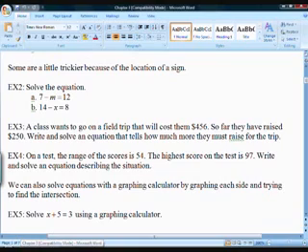Next up, got a couple of word problems. I'm not going to work example 5. We're not going to use graphing calculators. But example 3, you need to know how to do these. It says a class wants to go on a field trip that will cost them $456. So far they've raised $250. Write an equation that tells how much more they must raise for the trip. You're probably telling me, we don't even have to have an equation to solve this. This is too easy.